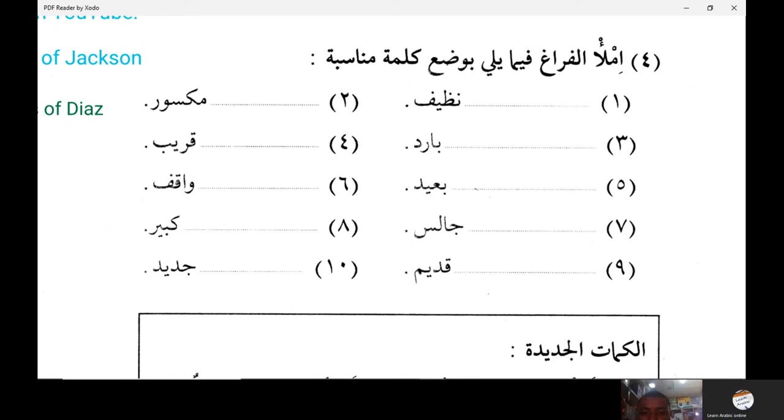What are we doing here? Imla means fill. Fill in the blanks which are below by putting an appropriate word.